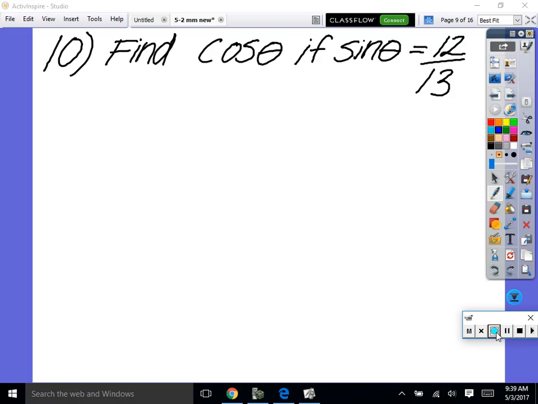So we don't know anything about cosine. We're going to find that in a minute, but we do know that our sine of theta is 12 over 13. Which sides are those? Sine is opposite over hypotenuse, correct? So let's draw ourselves a picture. You're going to draw yourself a right triangle. Do not put in 12 and 13 yet, because that all depends on where you put your theta.